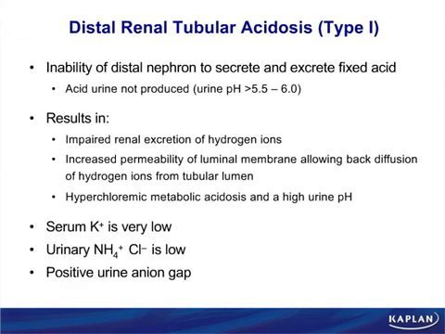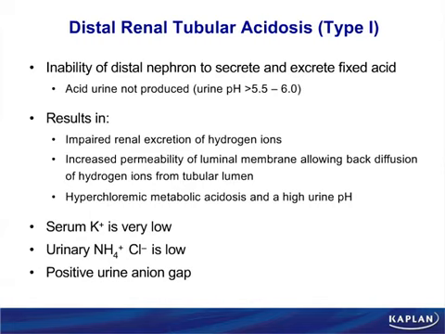So we spoke about the distal RTA before, but let's summarize. In a distal RTA, the distal tubules have lost the ability to secrete acid. You have lost the ability to excrete fixed acid, and you have lost the ability to acidify the urine. So your urine is not acidic. You have an alkaline urine with a high urine pH.